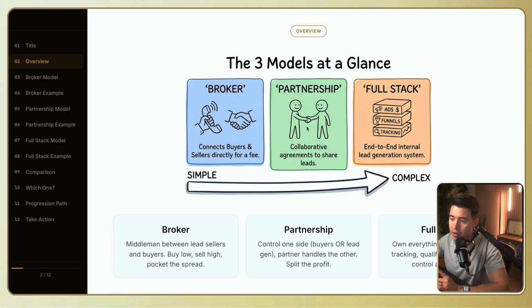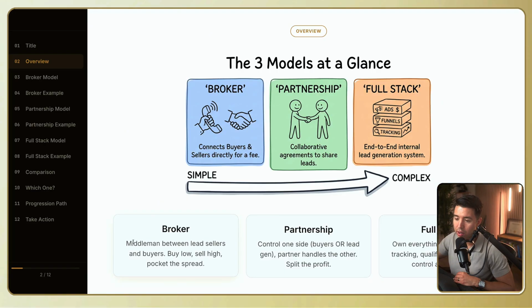There's also the partnership model where it's more collaborative, where you go and team up with a salesperson or a media buyer and you're like, hey, I'm going to do the sales, you handle generating the leads, and we'll split the profit 50-50, right? Or I handle the leads and they handle the sales. Or the full stack model is where you handle everything end to end. The funnels, the tracking, the ads, the sales, all of that.